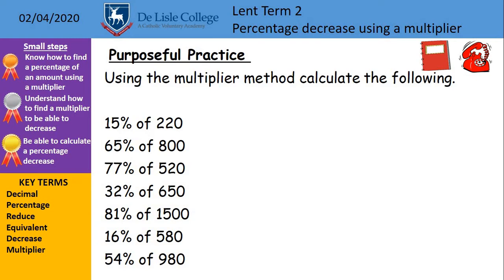Remember to do this. Work out the decimal multiplier. So 15 divided by 100 is 0.15. Of means multiply. So we want to work out 0.15 multiplied by 220. Pop this into your calculator. This gives us an answer of 33.